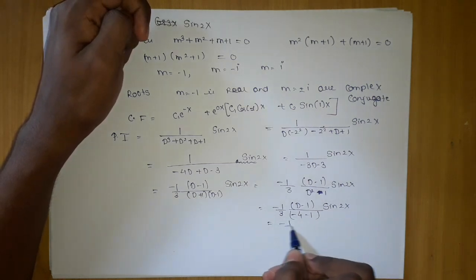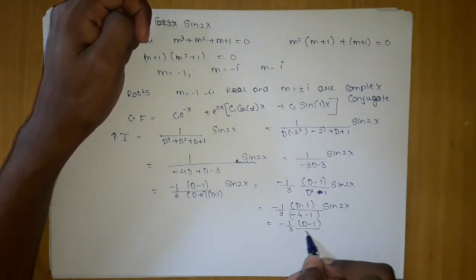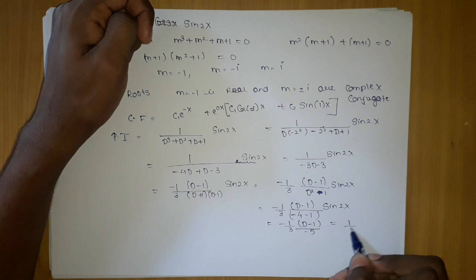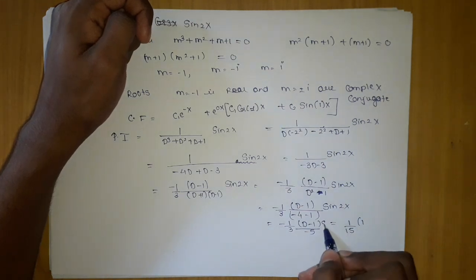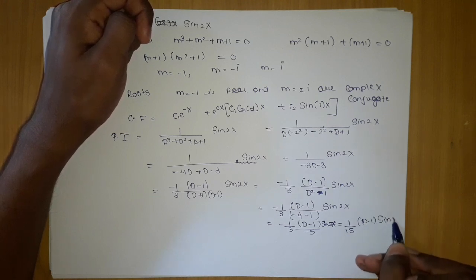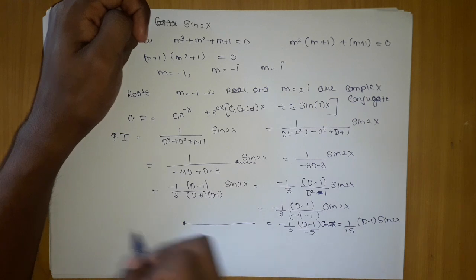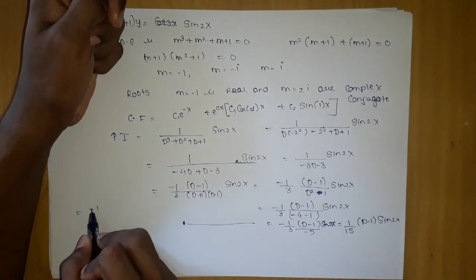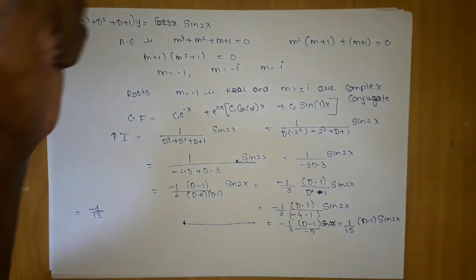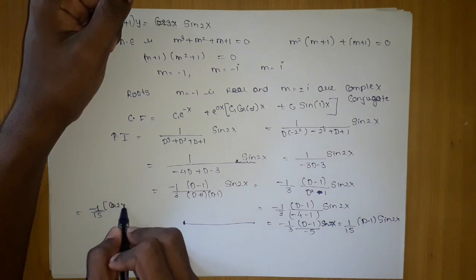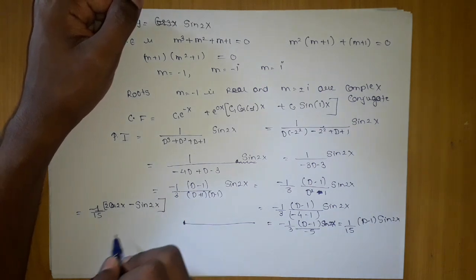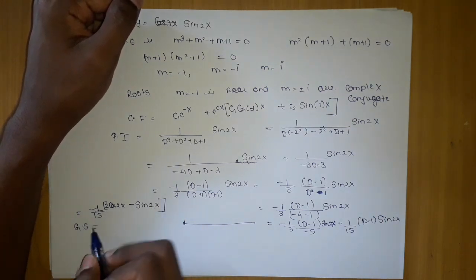So you get -1/3 (D - 1)/(-5). The minus minus cancels out, and you are left with 1/15 (D - 1) sin 2x. When D is multiplied with sin 2x, it differentiates sin 2x and it becomes cos 2x, by chain rule with a 2 there, and minus sin 2x. So this is our required particular integral.